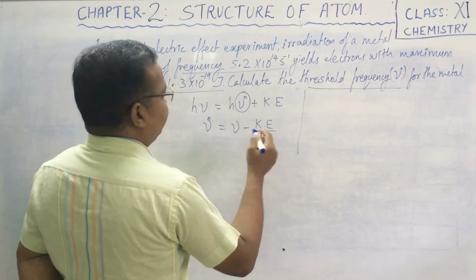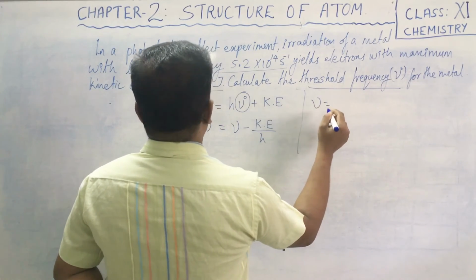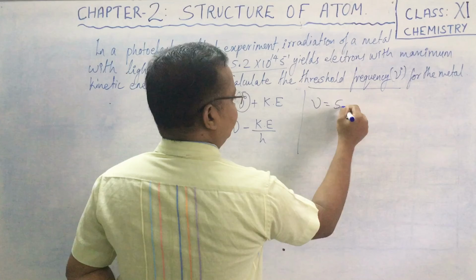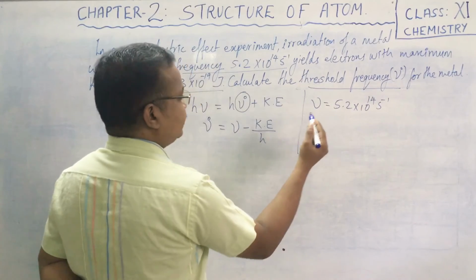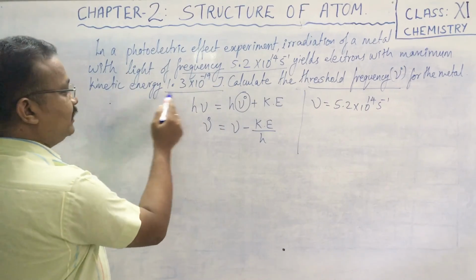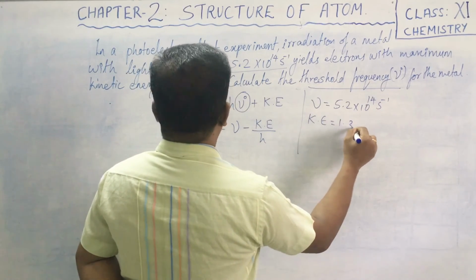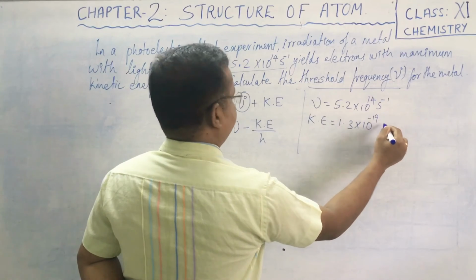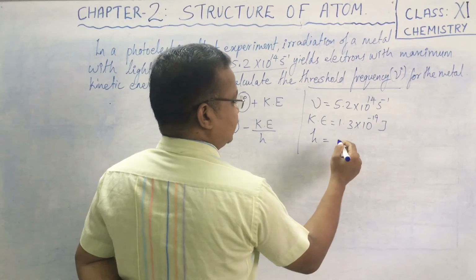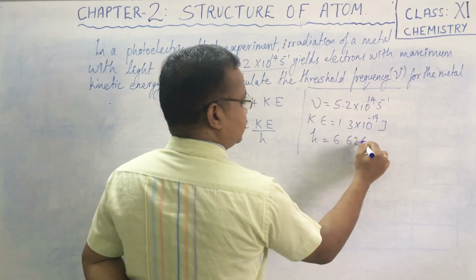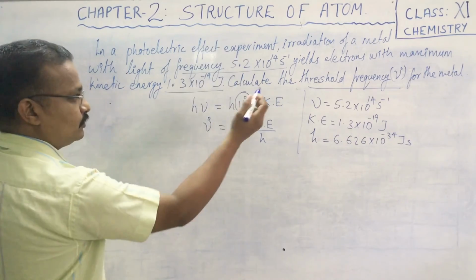What are the things given here? We have nu, which is 5.2 into 10 raised to 14 second inverse, the frequency, and kinetic energy is given. KE is 1.3 into 10 raised to minus 19 joules, and we know Planck's constant h is equal to 6.626 into 10 raised to minus 34 joule seconds.